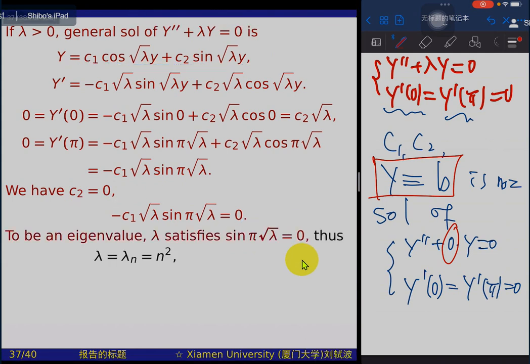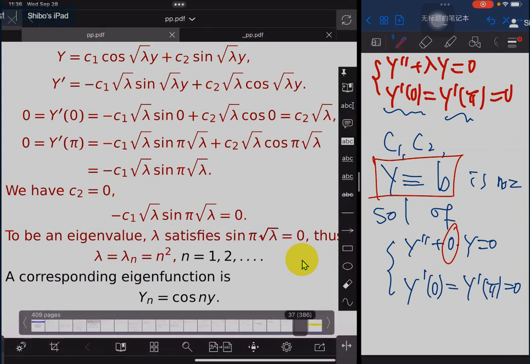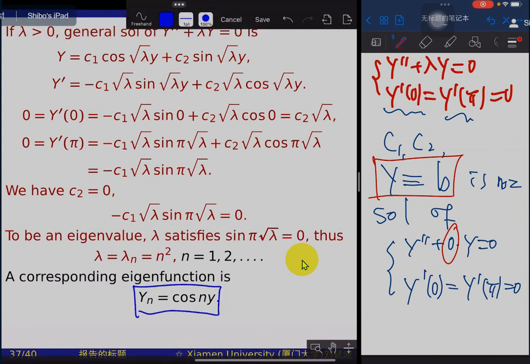Okay? From this, we see that we have a sequence of eigenvalues. Lambda can be 1 square, 2 square, 3 square, and so on. In general, for every integer n, we have n square. We see that n square is an eigenvalue. So we have a sequence of eigenvalues, lambda n, where n is 1, 2, and so on, and the corresponding eigenfunction is cosine ny. This is the corresponding eigenfunction.